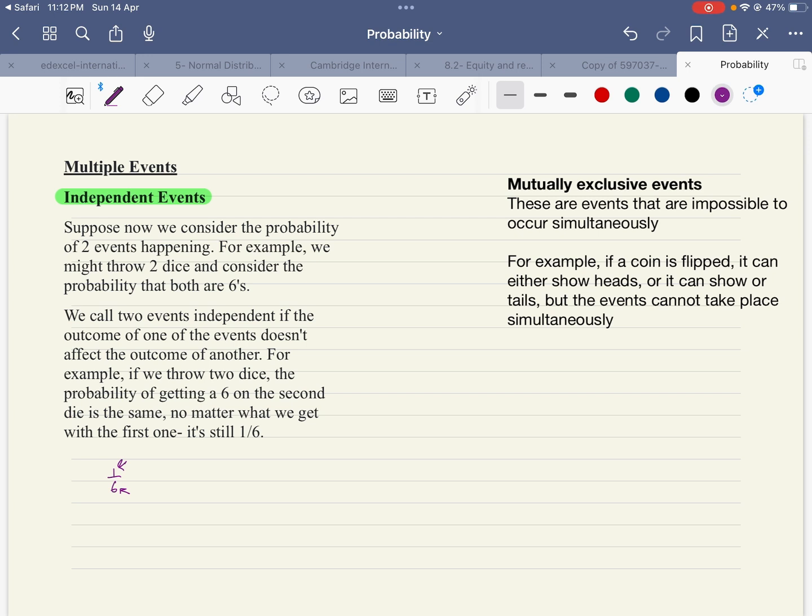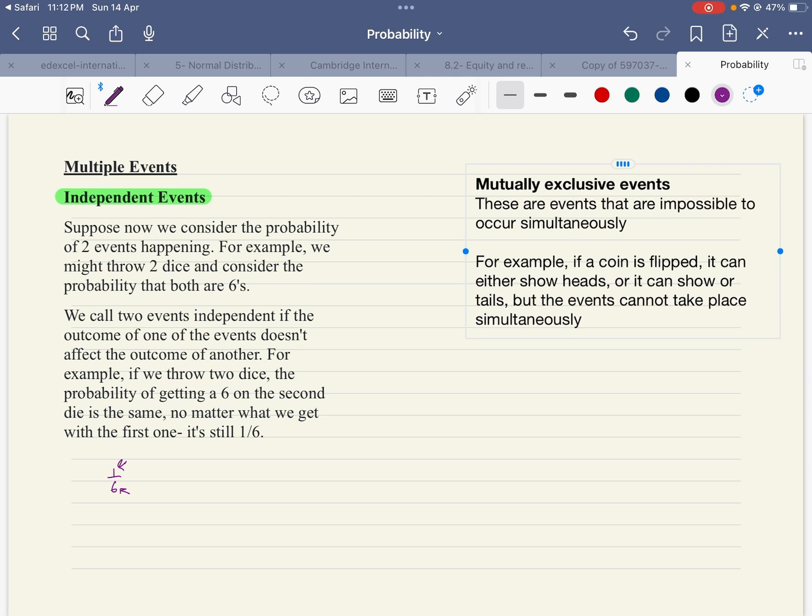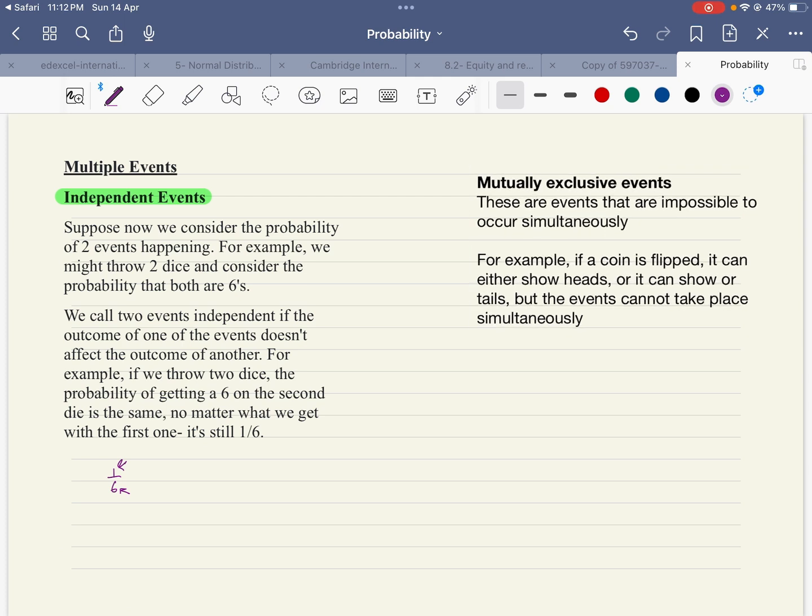Other one is mutually exclusive event. A mutually exclusive event is two events which cannot take place at the same time ever. They are impossible to occur together. For example, when a coin is thrown, it will either show a head or it will show a tail. Both of them cannot occur simultaneously on the coin.